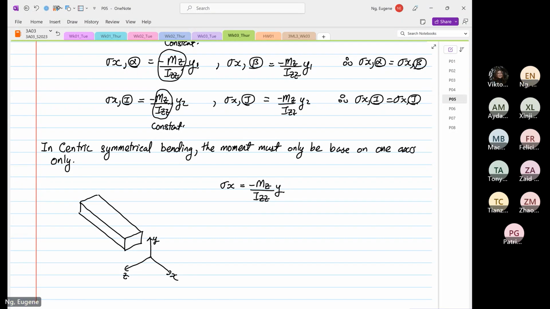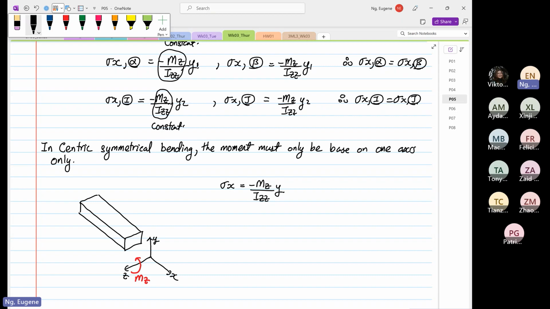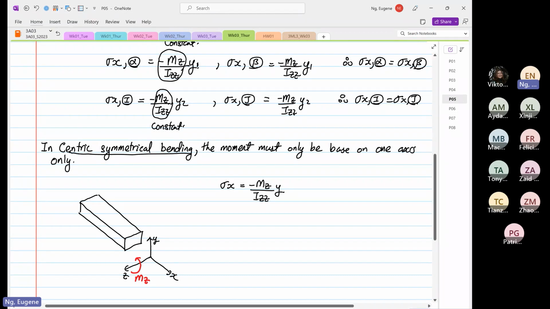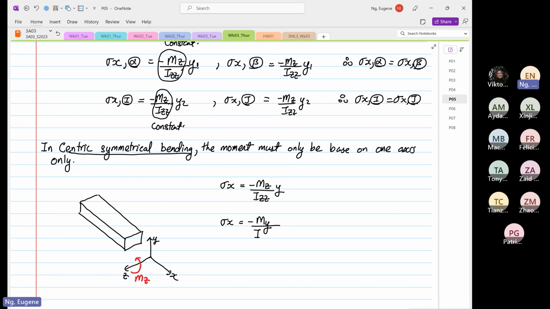I'll change the color. So this is our moment about z using the right hand rule. Okay, another possibility, under centric. Now these formulas are for centric symmetrical bending. The other formula is stress x is equal to minus My over Iyy multiplied by z. So for moment about y, what do I mean by moment about y? This is our moment about y.